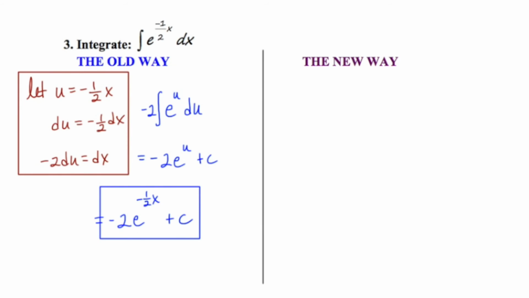Okay, so I've just done the problem the old way using u-substitution, and now I'm going to implement the shortcut that I've shown in the first two slides. I'm going to start by rewriting the initial problem. Okay, so I've written the problem out, and I'm going to imagine doing u-substitution without actually doing it.